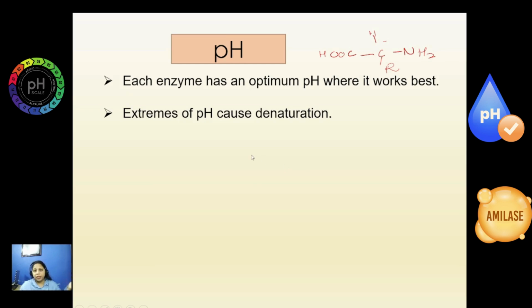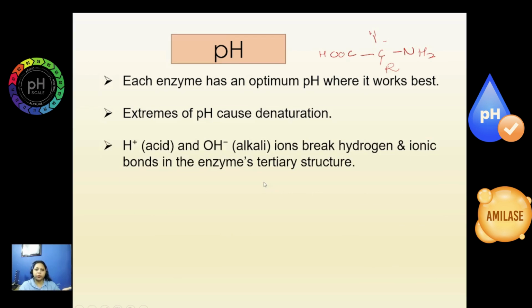The structure of the enzyme is lost, the tertiary structure is lost. There would be an effect on hydrogen bonding, and if there is an effect on hydrogen bonding, then it leads to denaturation. So basically, the hydrogen ions and hydroxyl ions break hydrogen and ionic bonds in the enzyme's tertiary structure. This sentence is very important, and you need to learn that and keep it in mind while writing the answer for how pH affects enzyme activity.